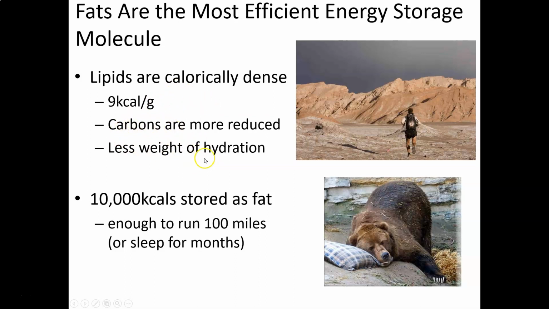It has less weight because of hydration, really lack of hydration. Lipids are said to be anhydrous, meaning they don't store water. The carbons are more reduced, and the average person has at least 10,000 calories of fat, right? And that's more than enough to run 100 miles, or if you're a bear, sleep for months in hibernation, right?